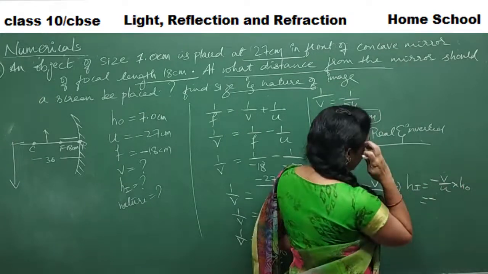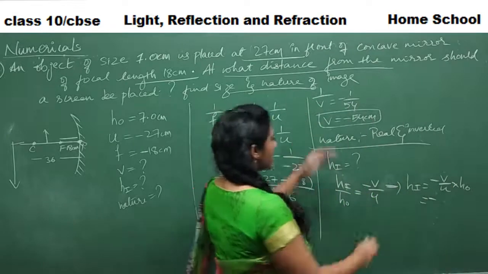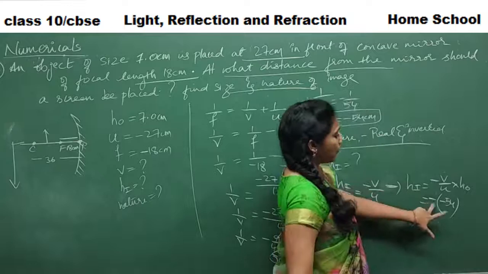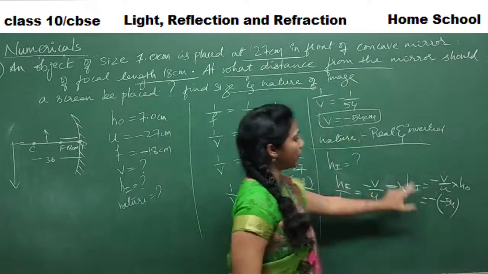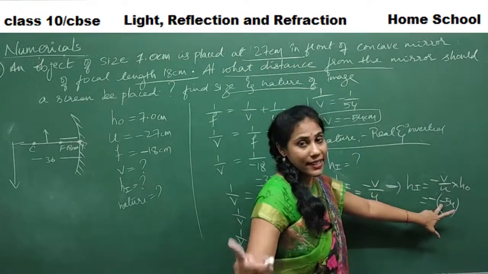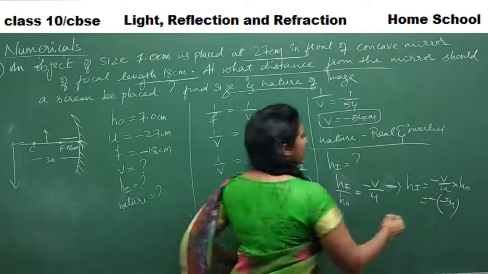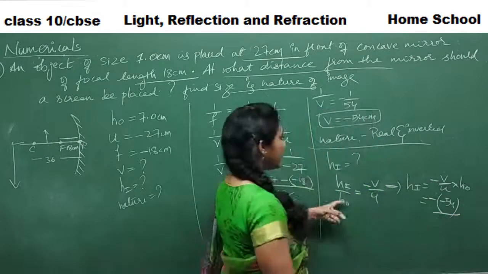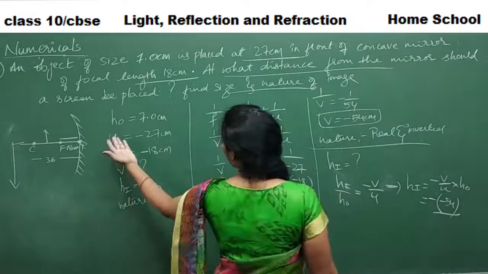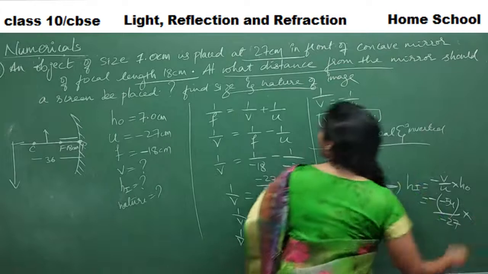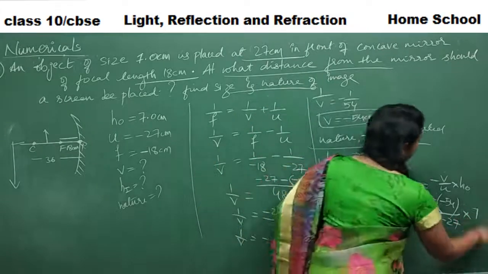So minus V. V is how much? Just now we found, that is minus 54. Minus is for the formula. V value is minus 54. So don't forget to consider this sign. If you forget to consider, you will end up getting the wrong answer. Okay. Divided by, what is U? Minus 27, into height of the object is 7, right?